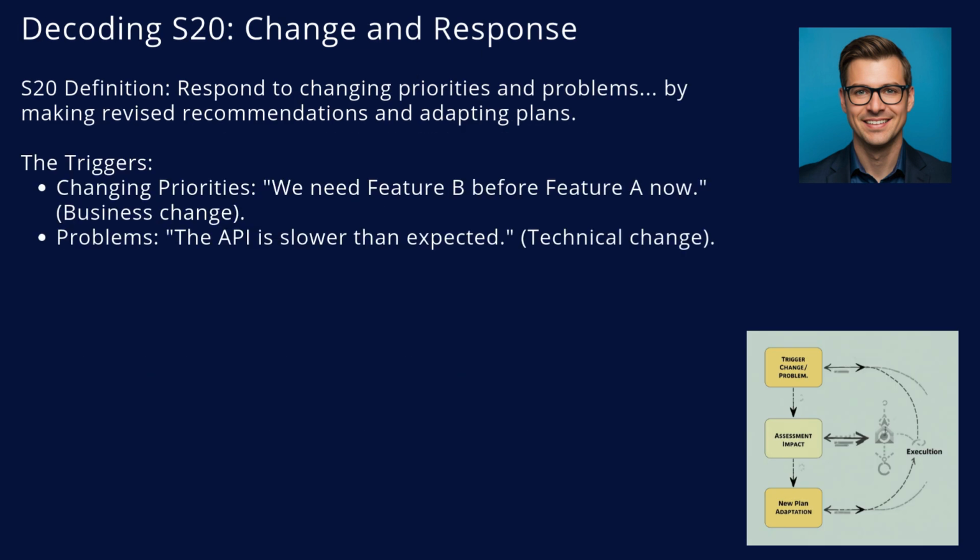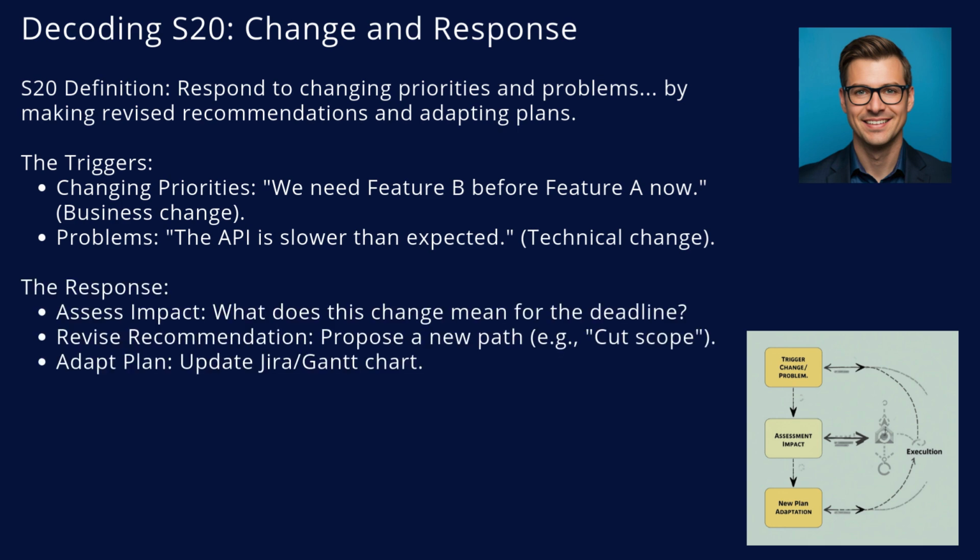It starts with a trigger. Maybe it's a changing priority. The marketing team needs the mobile view finished this week instead of next. Or maybe it's a problem. You discovered the third-party API is too slow. Your response cannot be, "Oh well, we fail."